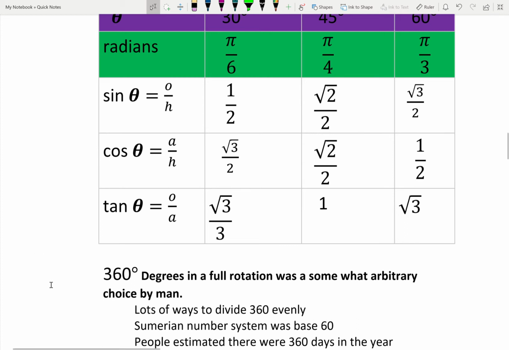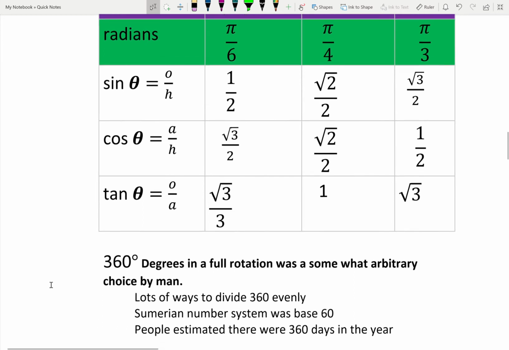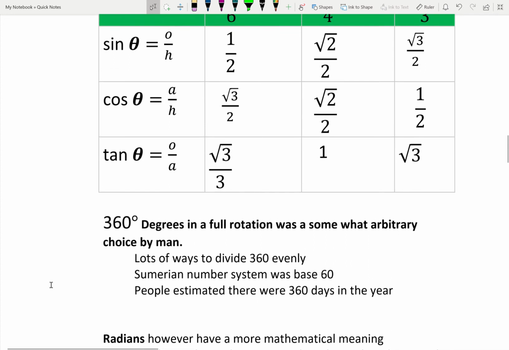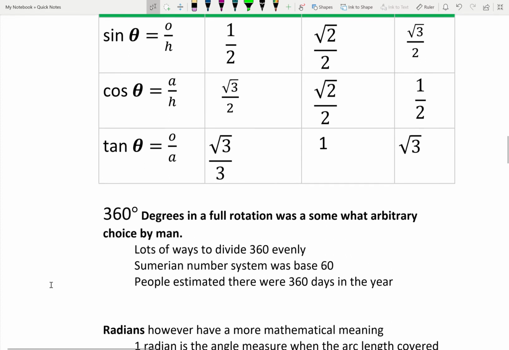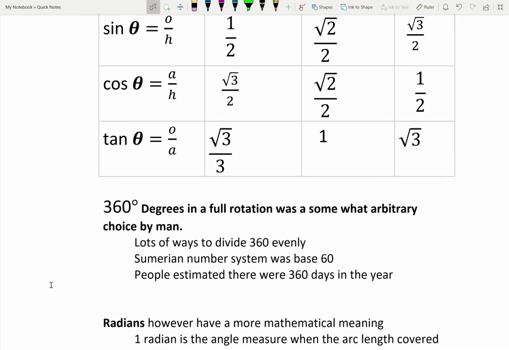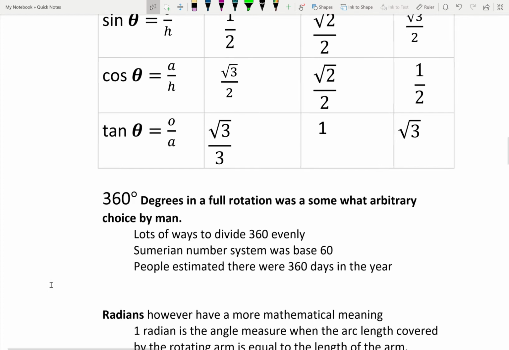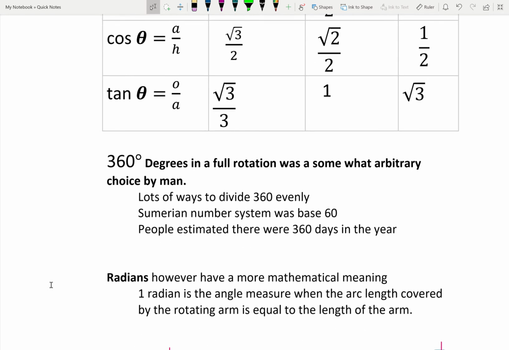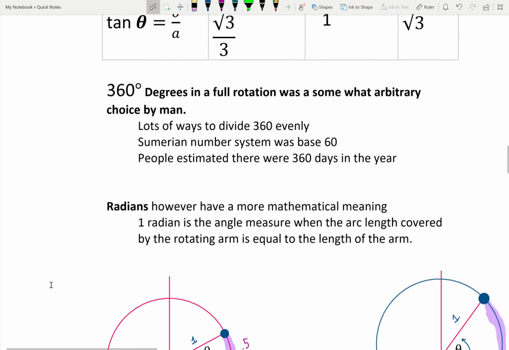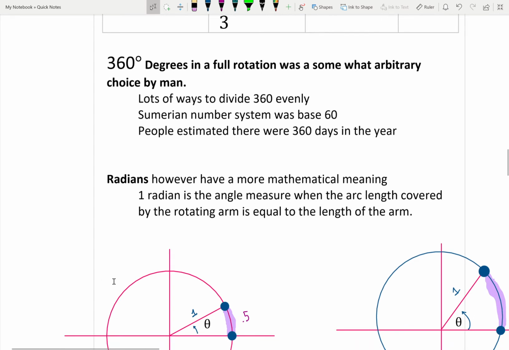But the fact of the matter is that 360 was kind of an arbitrary number and it had no mathematical standing. Unlike radians. See, radians actually have a mathematical meaning to them. So 1 radian is equal to the angle measure when the arc length rotates. Well, you'll see in 1 second. It's too hard to explain through words. Okay.